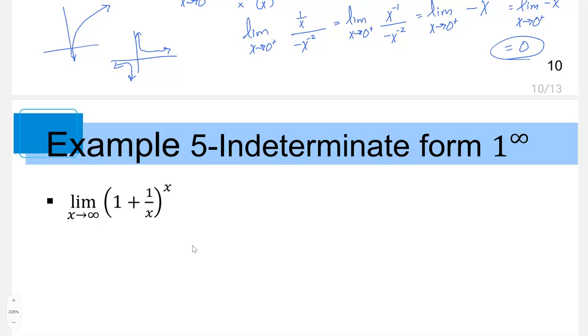So there's two examples for that particular form. Now let's look at 1 to the infinity. The ones where you have something in the exponent. There's three forms that we had talked about. 1 to the infinity, 0 to the 0, and infinity to the 0. They're all going to work the same way. Here's our process. If we plug in infinity, we're going to have 1 plus 0 to the infinity.